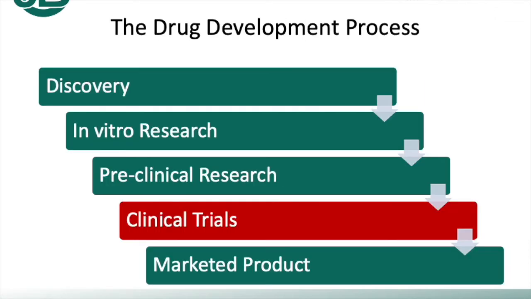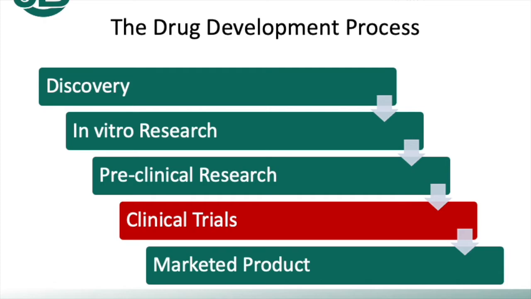So firstly, the drug development process or the medicines development process. The first step in developing a new medicine is the discovery part. So that's where we find something that we think will work, we think will solve a problem or cure a condition. And there are lots of different ways of doing this. Sometimes it's just luck and sometimes it's very scientific research.